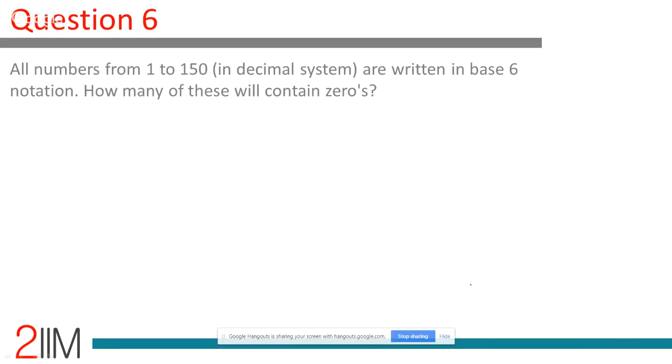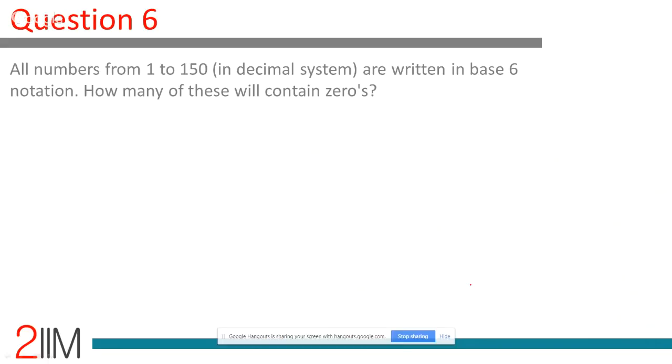Let's try the next one. Very good question, high quality question. Try this. All numbers from 1 to 150 in decimal system are written in base 6 notation. How many of these will contain zeros?